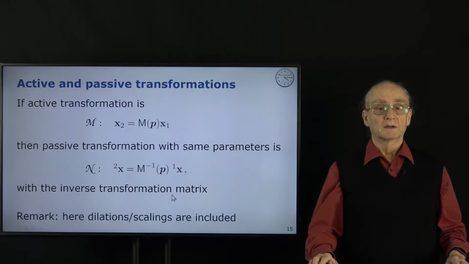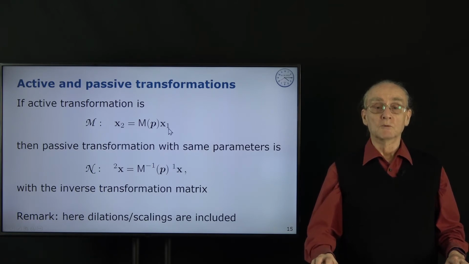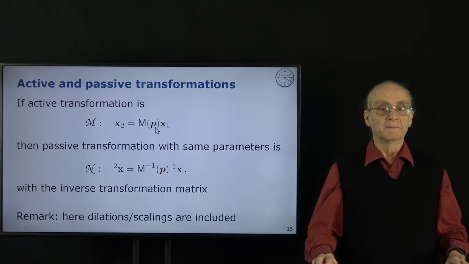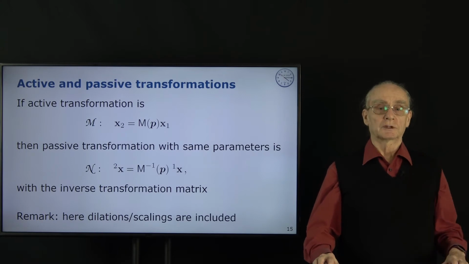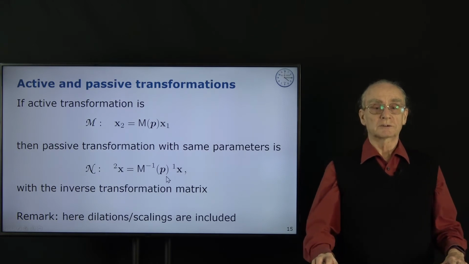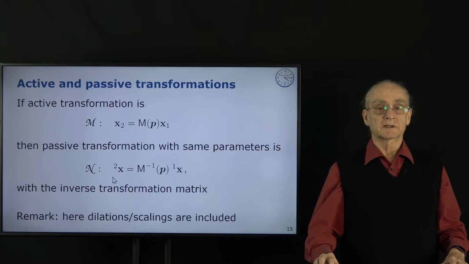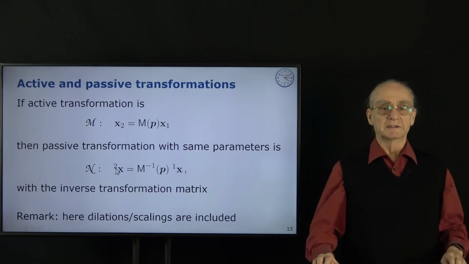So in general, we have the situation that if you transform the point, you move the point from x1 to x2 with a motion matrix depending on parameters p, may include a scale. Then the passive transformation with the same parameters, that means the motion of the coordinate system, is described by the inverse matrix with the same parameters. So you see here the x stays the same, so it's the same point which we represent, but we represent it in two different coordinate systems which you put at upper left indices.